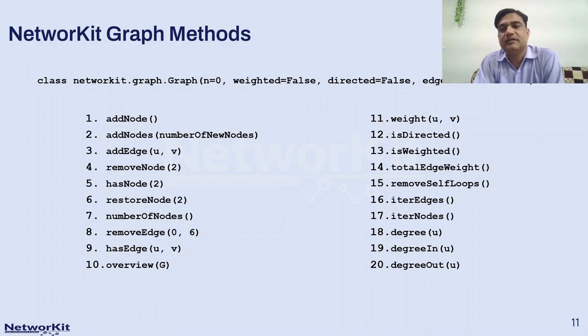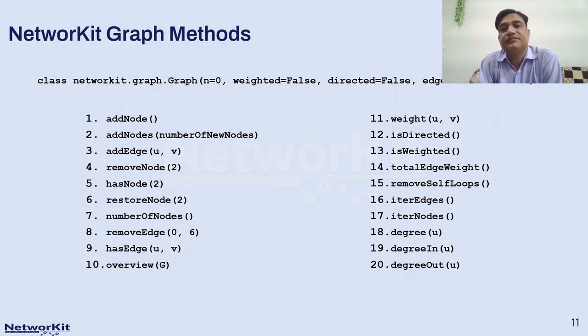Overview G. Overview of the graph. It will give the properties of the graph. I have already explained. Weight will give the weight of an edge between the two vertices. Is directed, is weighted, will return true or false depending on whether it is directed or not, weighted or not. Total edge weight returns the total weight of all edges.